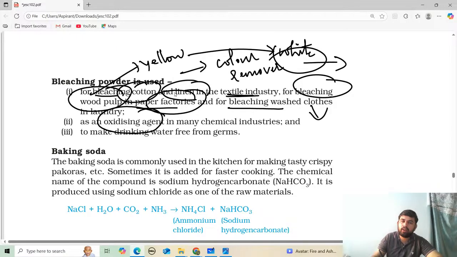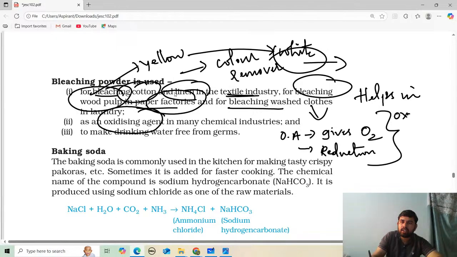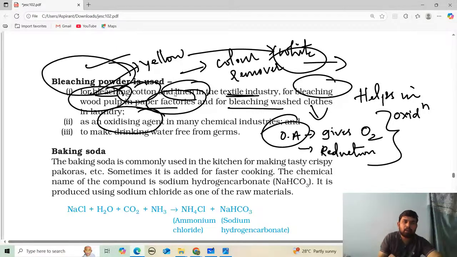So we know very well what the meaning of oxidizing agent is, which gives O2, or which is undergoing reduction. That is called an oxidizing agent. You know very well it helps in the oxidation process, and that is also what we call an oxidizing agent. So bleaching powder is used as an oxidizing agent.